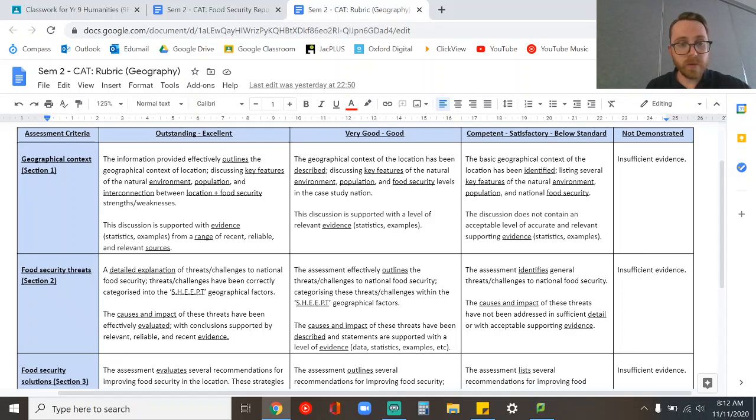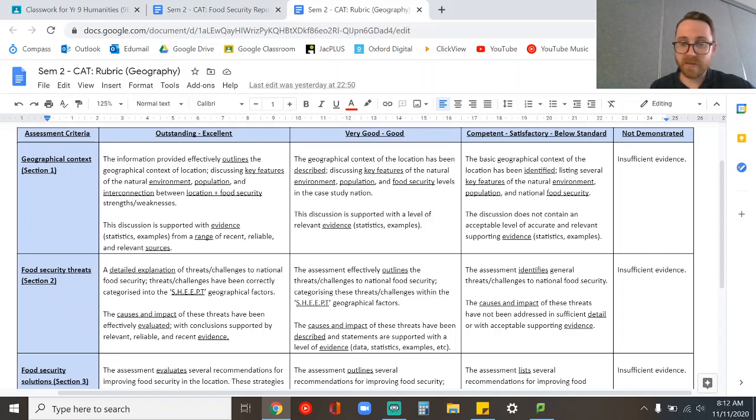I've tried to highlight what you need to know for each of those sections, I suppose. So for geographical context, for example, again, to get to the highest standard, you should be outlining. Don't just say, look, it's over there. You should be explaining it in a bit of detail. You should be looking at key features of the environment, population, explaining how your location, your country, and its geographical context is connected to food security, so the interconnection. You should be using evidence, so statistics, examples, from a range of sources, whereas over here, it's just evidence. So you should be able to see the difference between best, okay, less than okay.